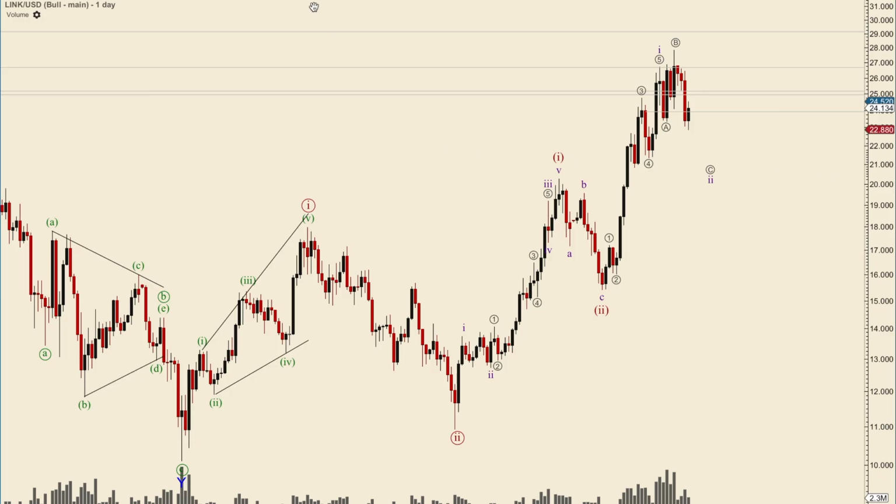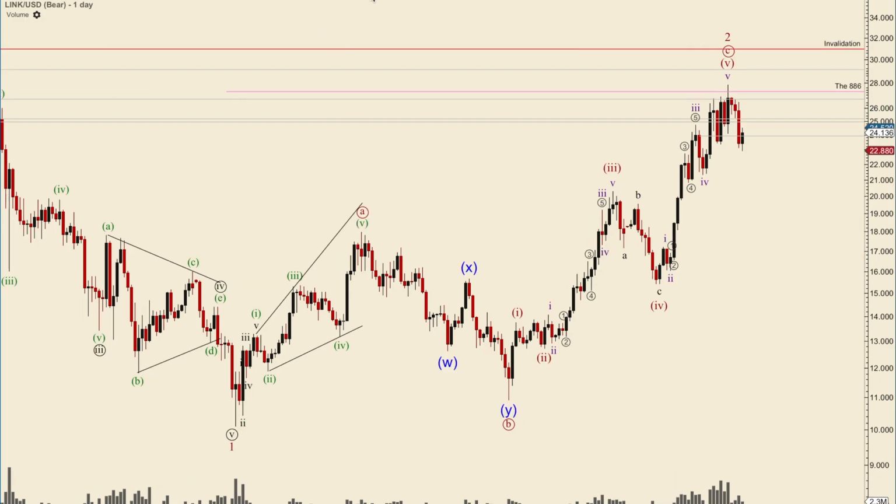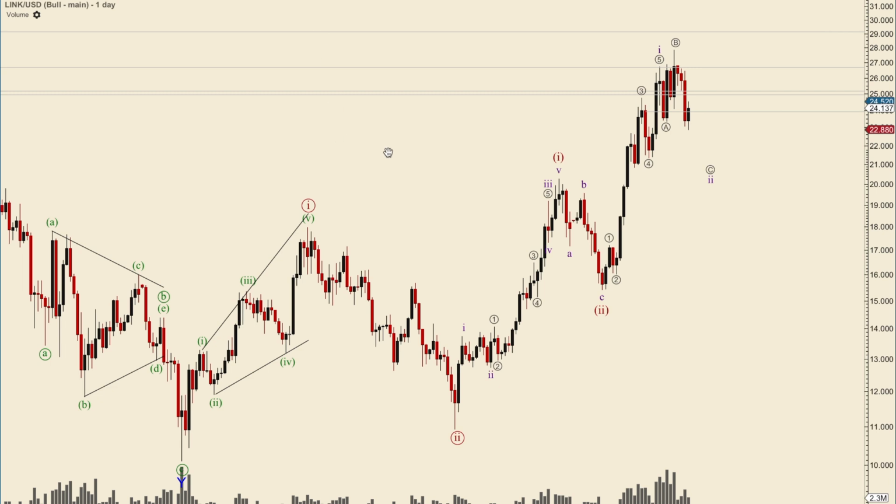But nonetheless, we are looking for higher prices until price tells us otherwise with invalidation points.